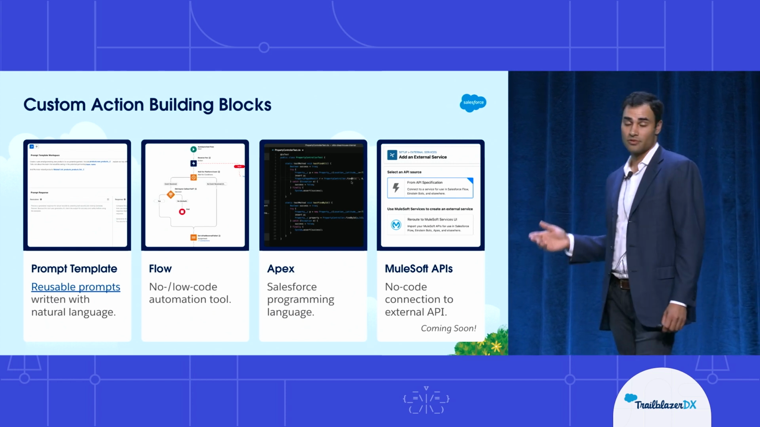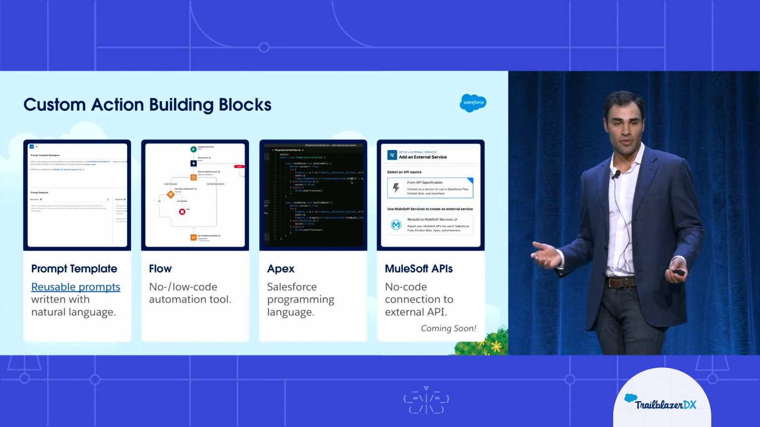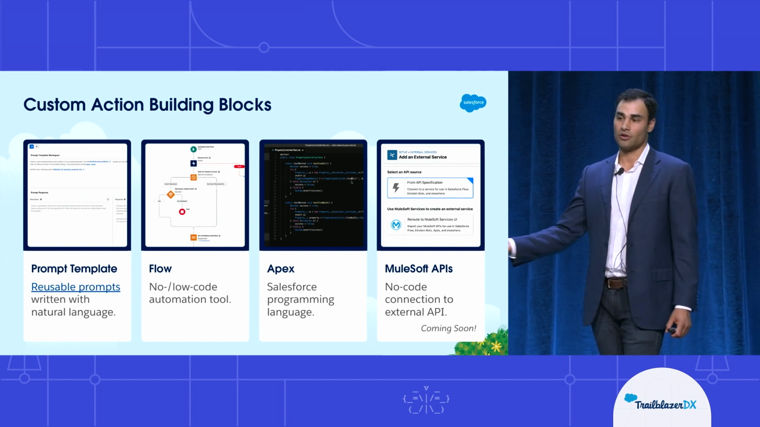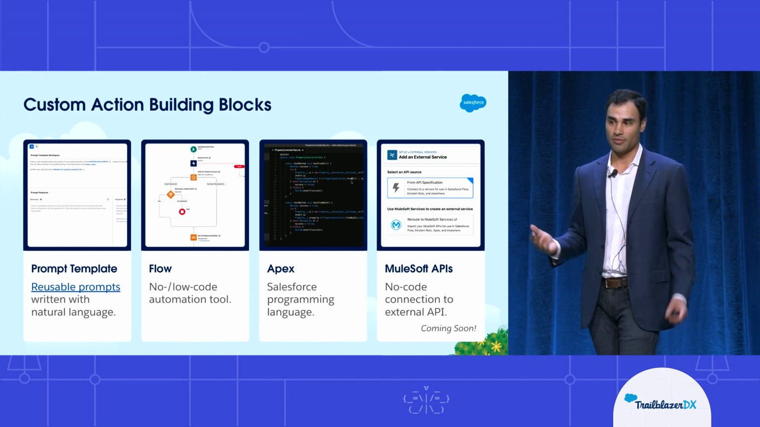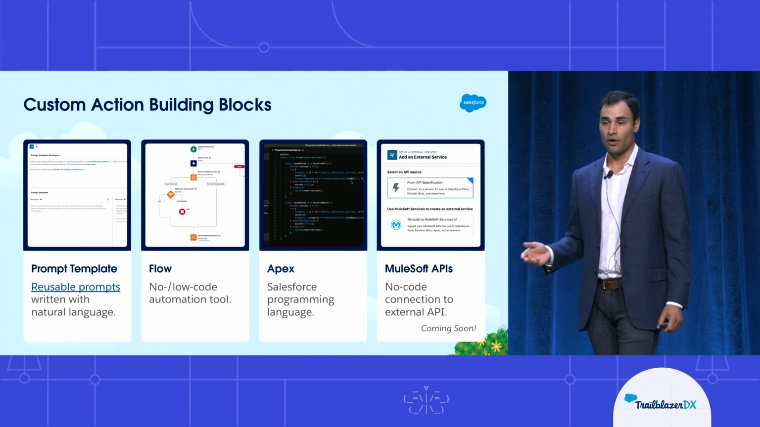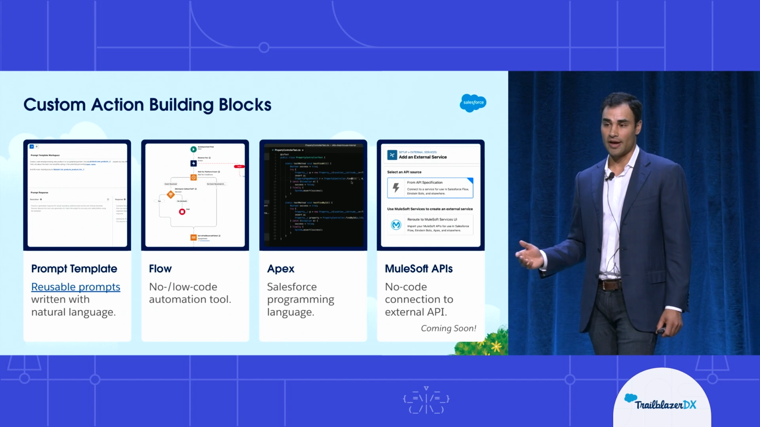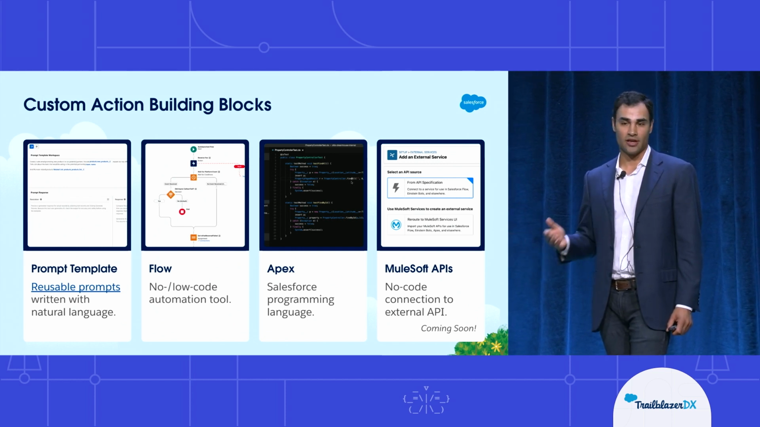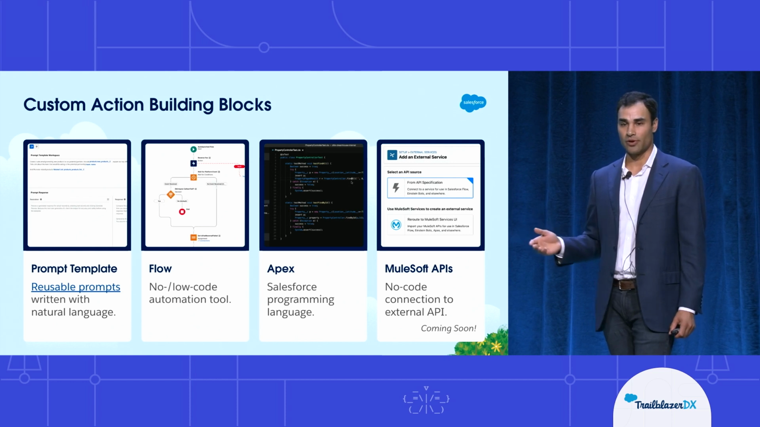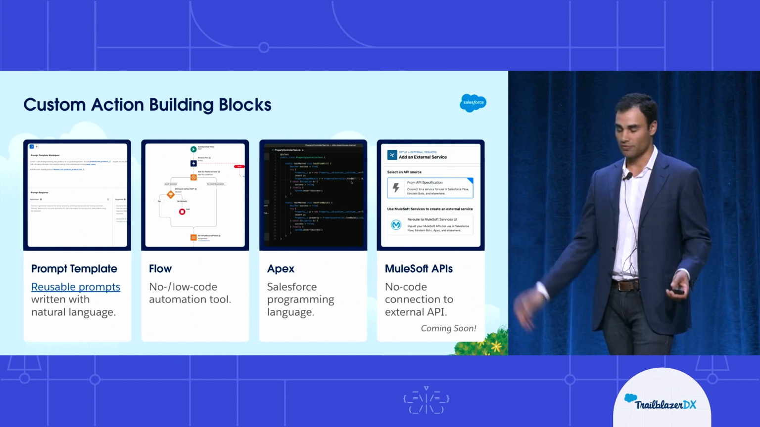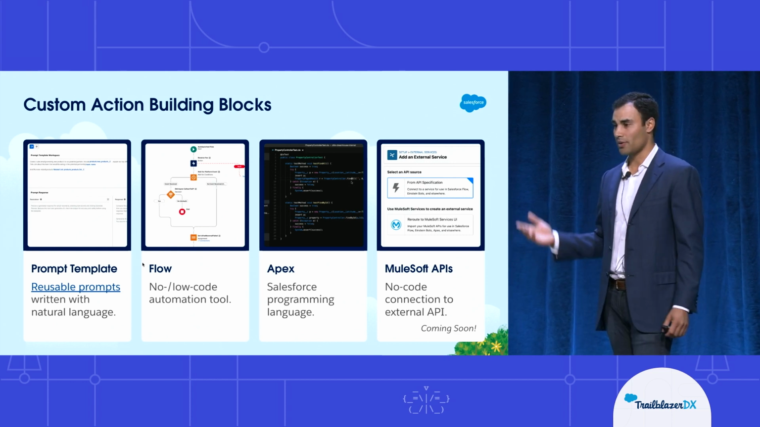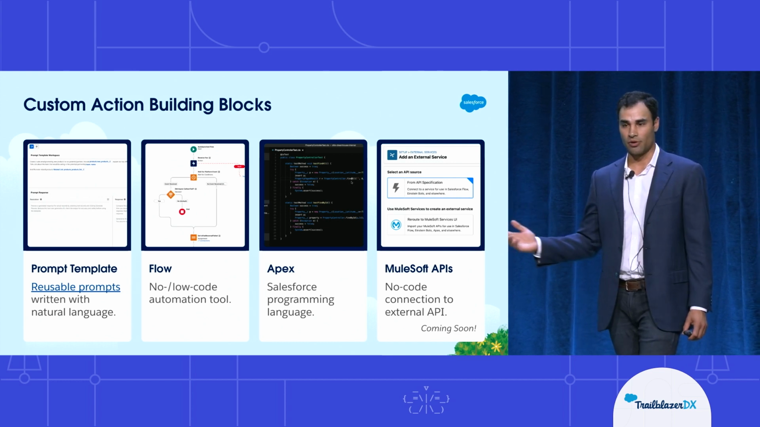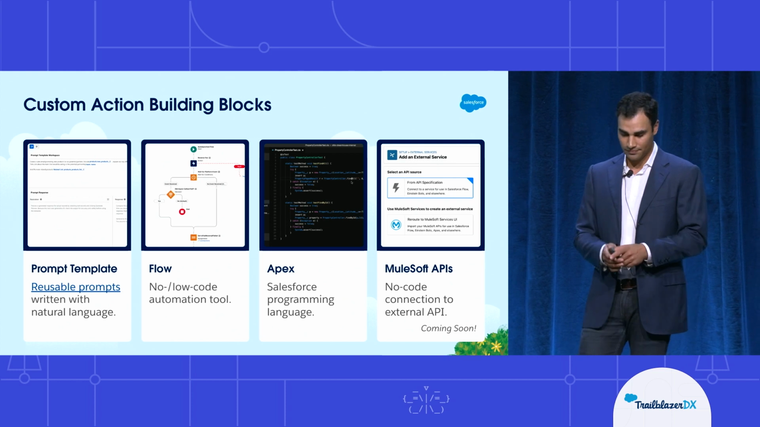Next, we have flows, which is Salesforce's low-code automation tool. You can create new flows that call Copilot actions, as Brad talked about, invocable actions, or you can create new custom Copilot actions that call existing flows, making your Copilot an accessible and easy entry point for all of your existing team's workflows. And then finally, we have Apex and MuleSoft APIs, which make it really easy to connect to third-party systems and pull data.